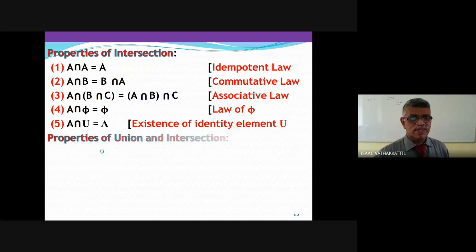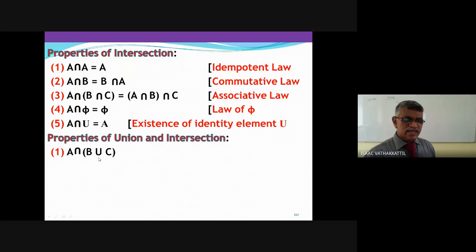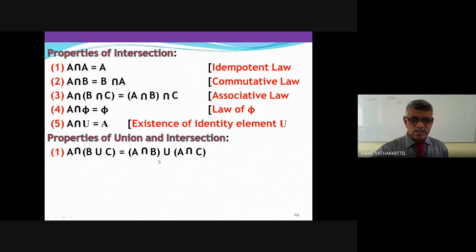Be careful. Properties of union and intersection together, combined. A intersection B union C. Remember, intersection is outside, B union C is in bracket. It is A intersection B union A intersection C. It is something like A into B plus C equal to A into B plus A into C. The distributive law. Here intersection is distributed over union.